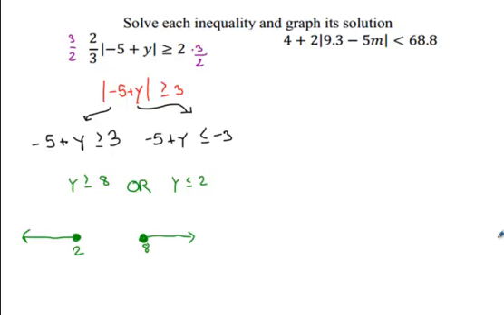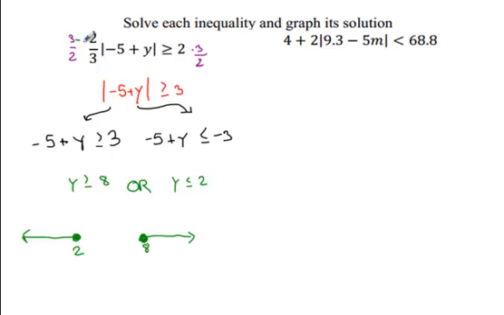Alright, here's another one that I'll explain. You're going to isolate the absolute value. The only thing that's with the absolute value that needs to go away is a 2/3. We're going to get rid of that 2/3 in one step by multiplying both sides by the reciprocal of 2/3. That is, multiply by 3/2.